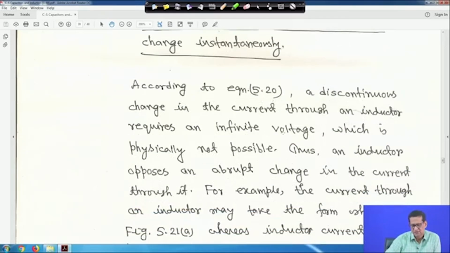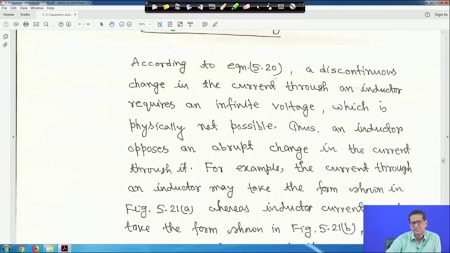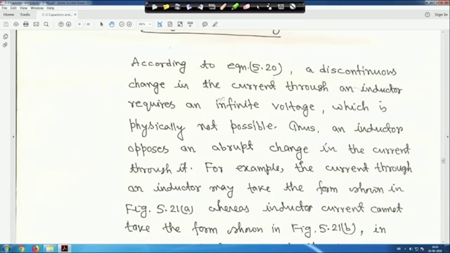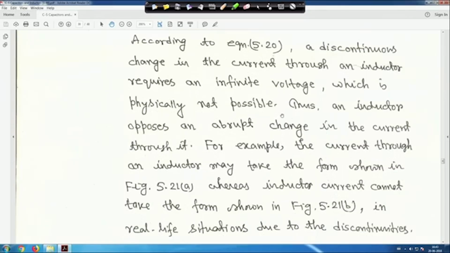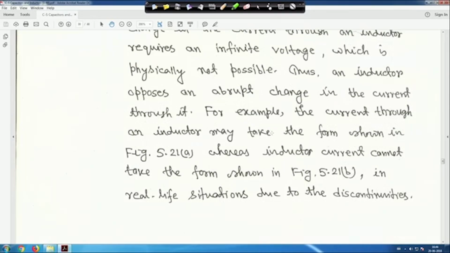Second one is the current through an inductor cannot change instantaneously. According to equation 20, that is V is equal to L into di by dt, a discontinuous change in the current through an inductor requires an infinite voltage, which is physically not possible. Thus, an inductor opposes an abrupt change in the current through it. For example, the current through an inductor may take the form shown in figure 21a, I will come to that, whereas inductor current cannot take the form shown in figure 21b in real life situations due to discontinuities.